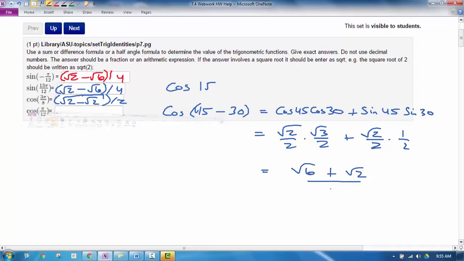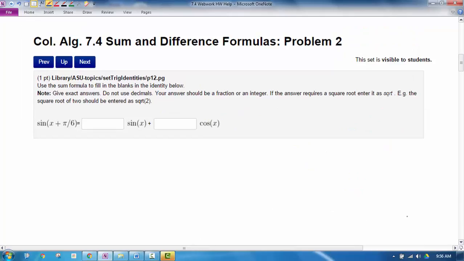So this would be square root of 6 plus the square root of 2 all over 4 if you simplify. So I'm going to enter that in right here. All right. Okay, the next one I'm going to use the sine of a sum formula, which is the sine of u plus v, for example, on the formula sheet, which is right here, where I've entered in u is x and v is pi over 6.